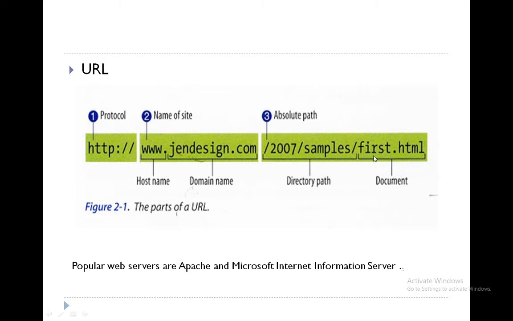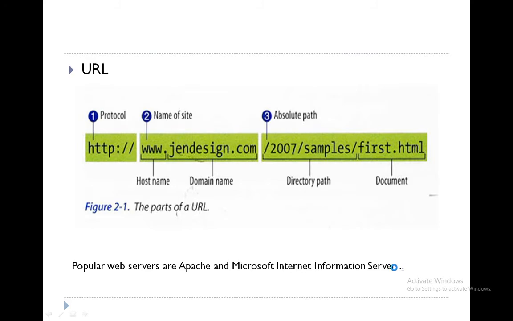Here I have taken the document first.html. I have created a simple HTML file and given a path over here. Okay, that path will be part of the URL. In other words, we can say popular web servers are Apache and Microsoft Internet Information Server.